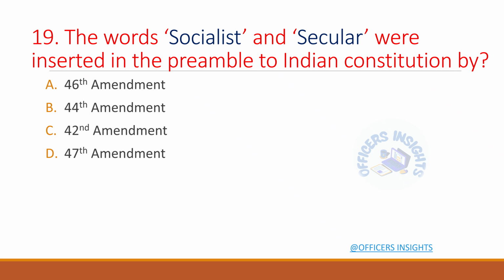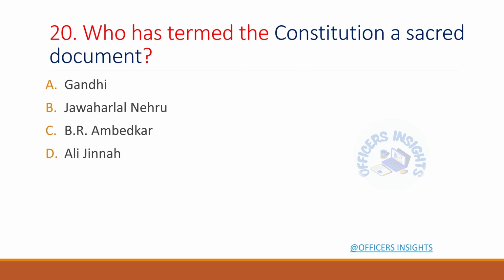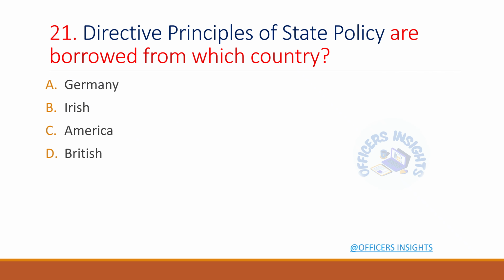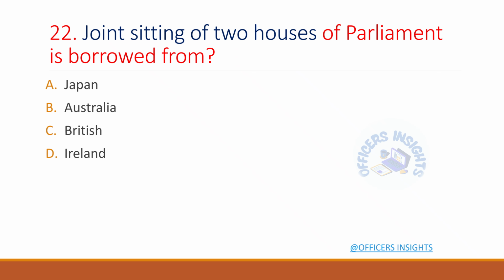The words socialist and secular were inserted in the preamble to the Indian Constitution by. Correct answer is option C, 42nd Amendment. Who has termed the Constitution as a sacred document? Correct answer is option C, B.R. Ambedkar. Directive principles of state policy are borrowed from which country? Correct answer is option B, Irish.